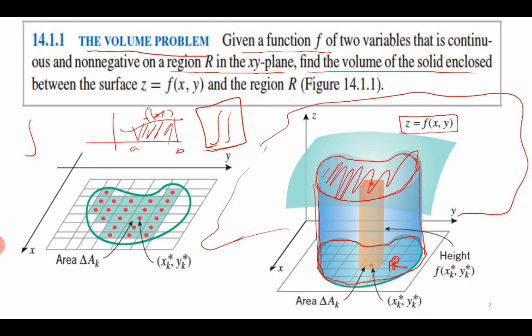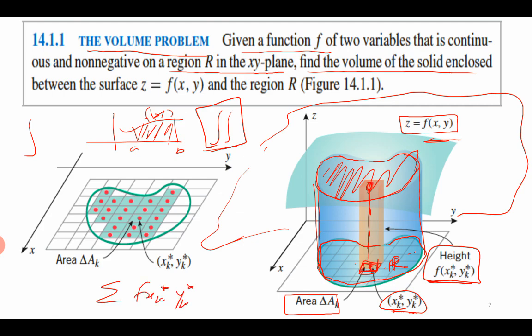The formula can be derived just like the Riemann sum that we used for a single integration. We divide this region into n parts, take one part, and find its area. We call this small area delta A k. We pick a point there, x k star, y k star, and find the height at this point, f of x k star, y k star. When you multiply area with the height, you get the volume for the small part. When you sum this volume over n parts, you get the summation of f of x k star, y k star, the height, times delta A k.